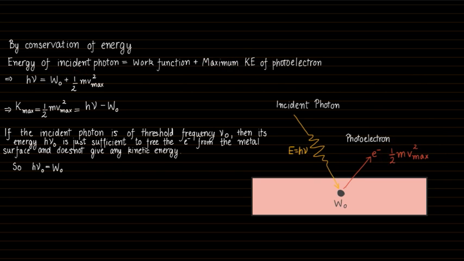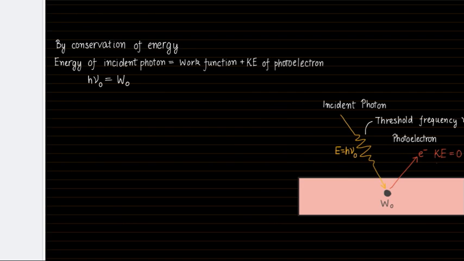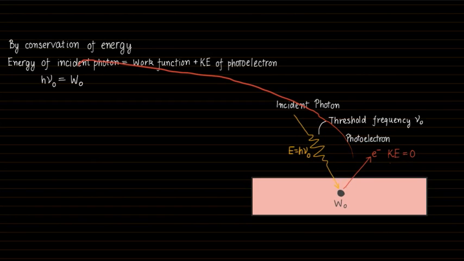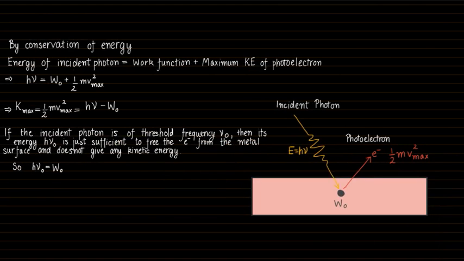If the incident photon is of threshold frequency nu naught, then its energy h nu naught is just sufficient to free the electron from the metal surface and does not give any kinetic energy. This is the one which we have just discussed. So in this case, what happens? Your incident energy h nu naught equals your work function, which is written here, h nu naught equals your work function W naught.